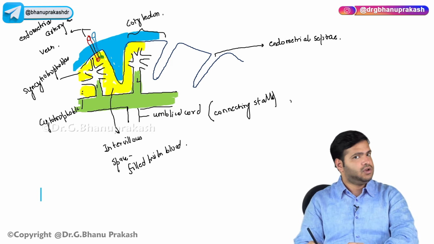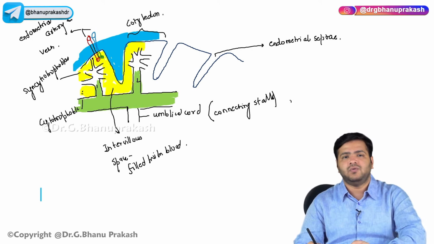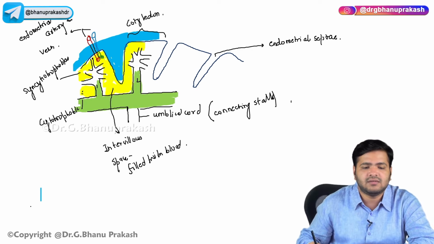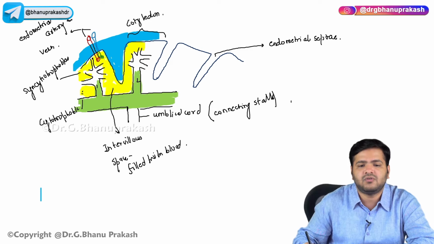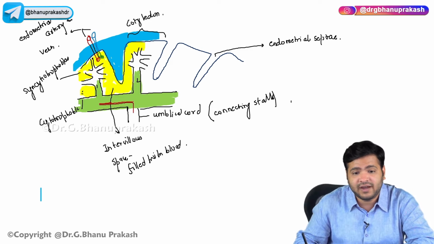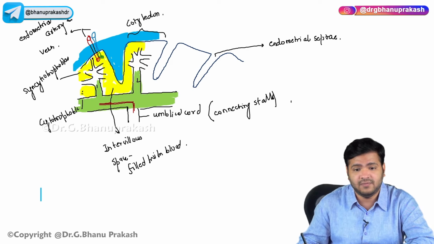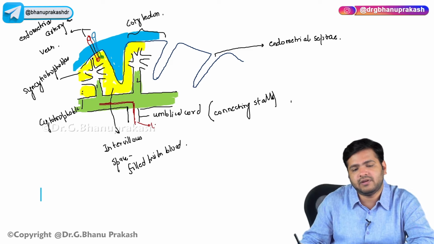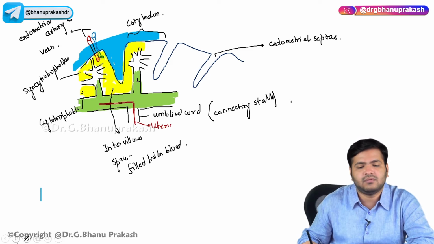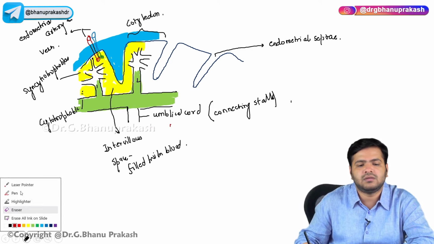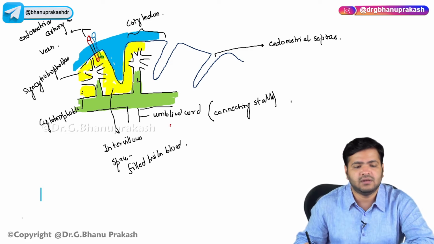Connecting stalk. Now, the umbilical cord, you already know what it contains. Just try to draw it, everyone. I'm drawing it with red color to indicate that it will carry the oxygenated blood.